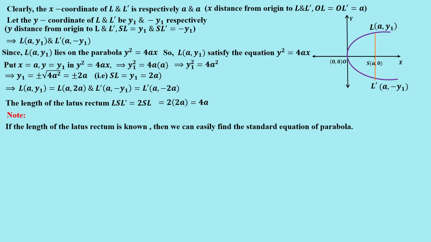If the length of the latus rectum is known, we can easily find the standard equation of the parabola. From the length of the latus rectum you can find a. If you know a, then in y square is equal to 4ax, substitute a there, and you will get the equation of the parabola.